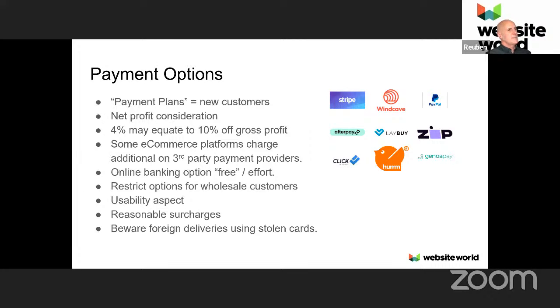You can add surcharges to some of these if you wish to recoup that, but you'll have to be compliant with your terms and conditions with those individual providers as to whether or not you can do that and what is reasonable. And also beware of foreign deliveries using stolen cards.